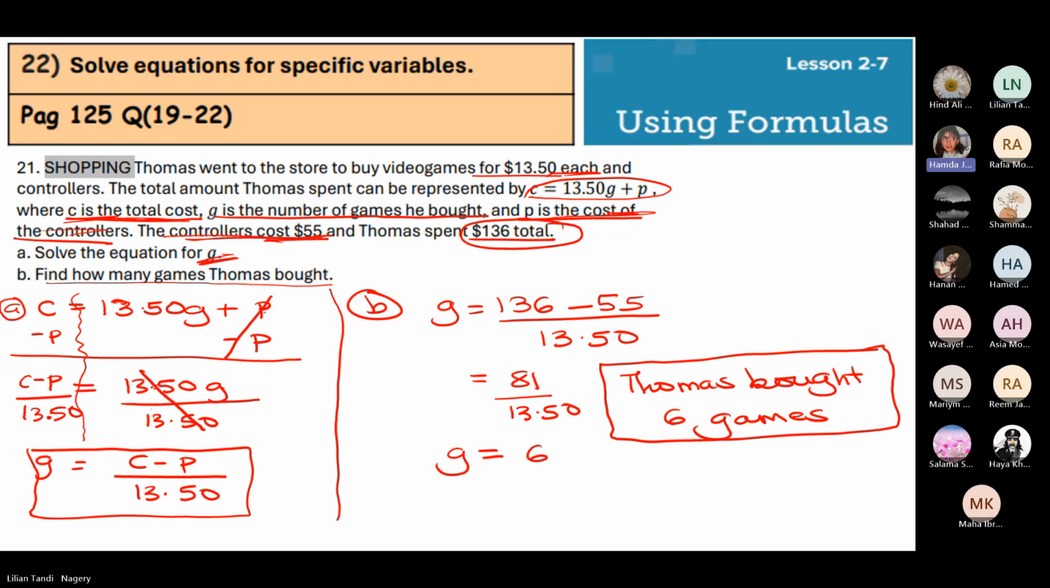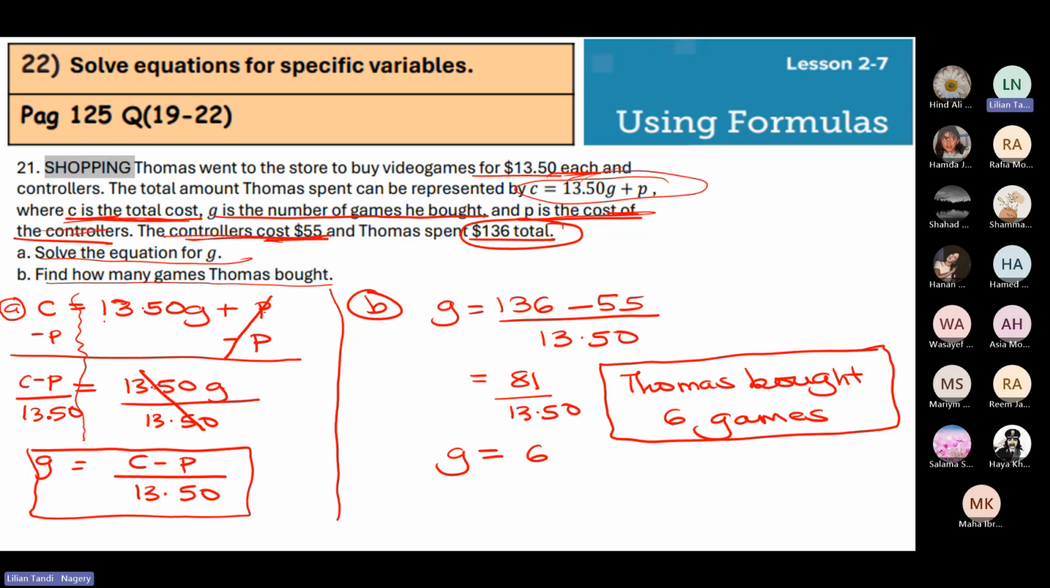Miss, can you repeat part A? Okay, what about part A you didn't understand? Okay, so why did we minus P? Why isn't it positive P? Why do we want it minus? Because we want G. So whoever is with G has to go. Where does it say that G is with P? Here, here, here. Oh, okay, okay.